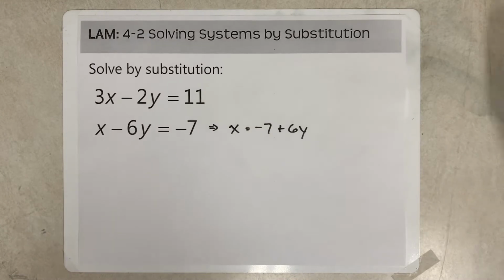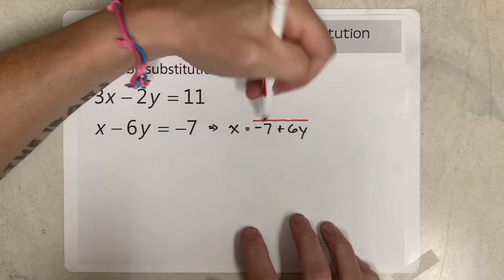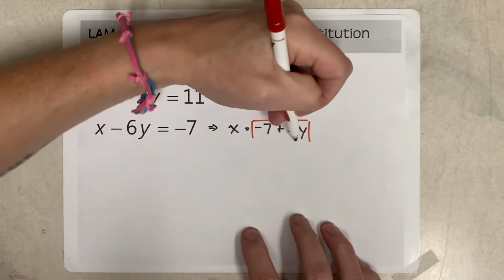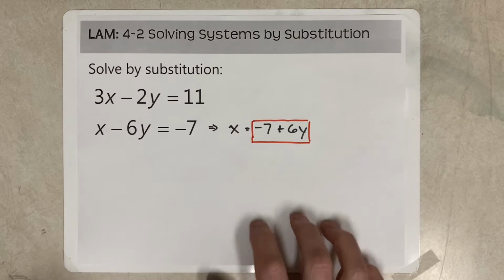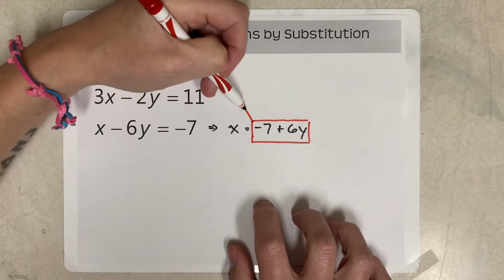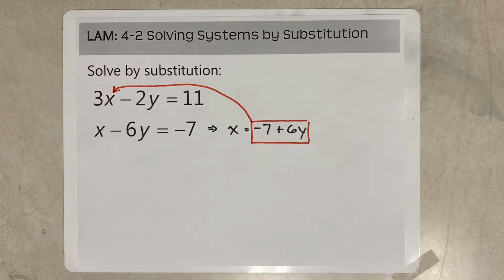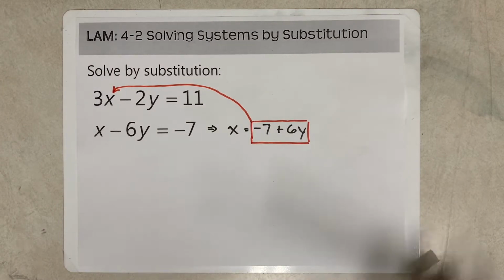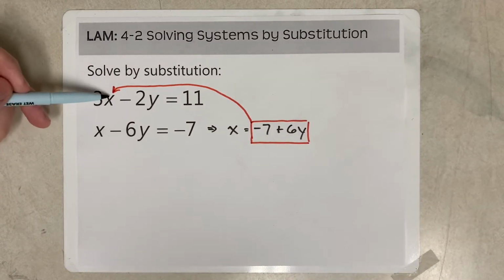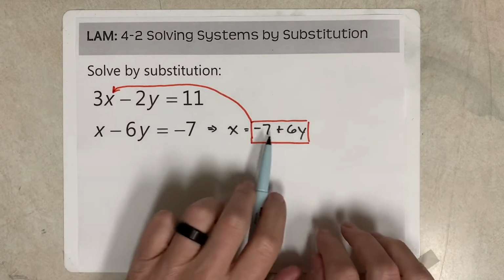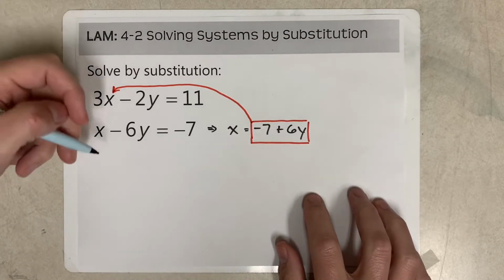So here's what's going on now. x is equal to negative 7 plus 6y. If that is true, we're going to take that expression and plug it into the other equation for x. We call this cut and paste. It's our cut and paste property. We're going to cut the x out up here and paste in what it equals. Looks kind of weird, but here's what's going to happen.